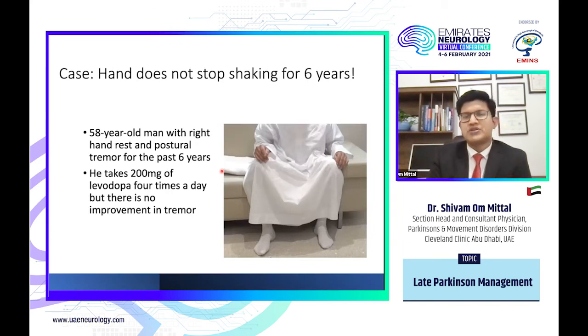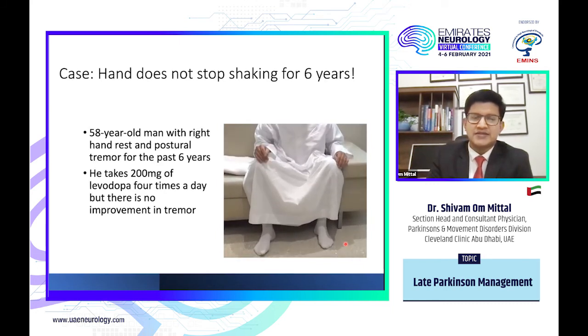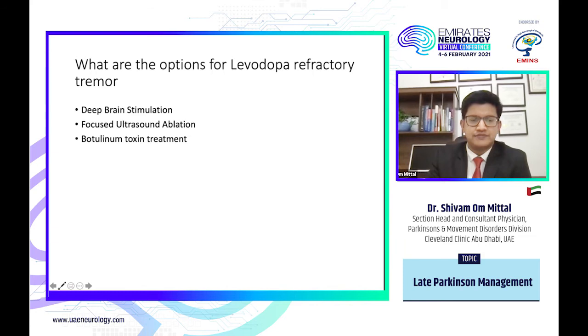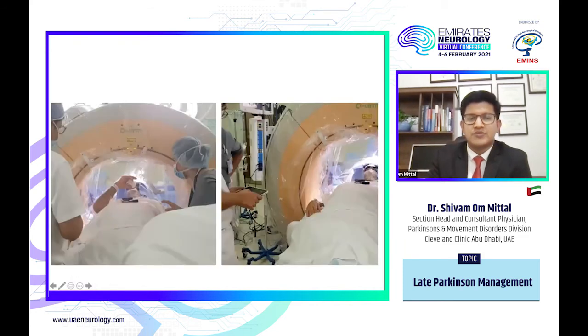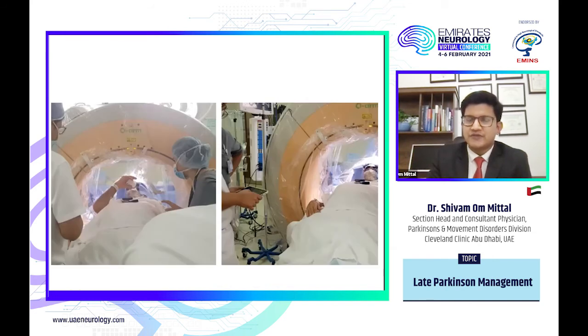Now, coming to a patient who has a tremor, an elderly man, around 58 years old, who has had a lot of tremor for the past 6 years. He takes a high dose of dopamine medications, but his tremor is not under control. So what option would you consider in this patient? We can go with DBS, we can go with focused ultrasound ablation, or we can do Botox treatment for hand tremor. So this patient went for DBS at Cleveland Clinic, Abu Dhabi.